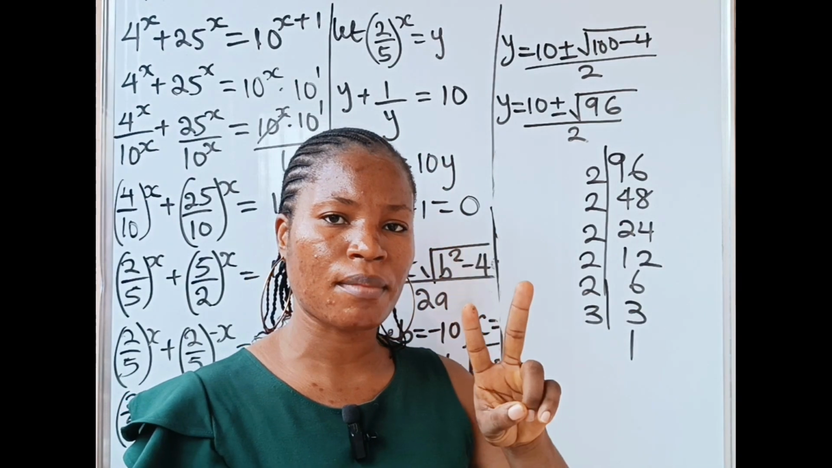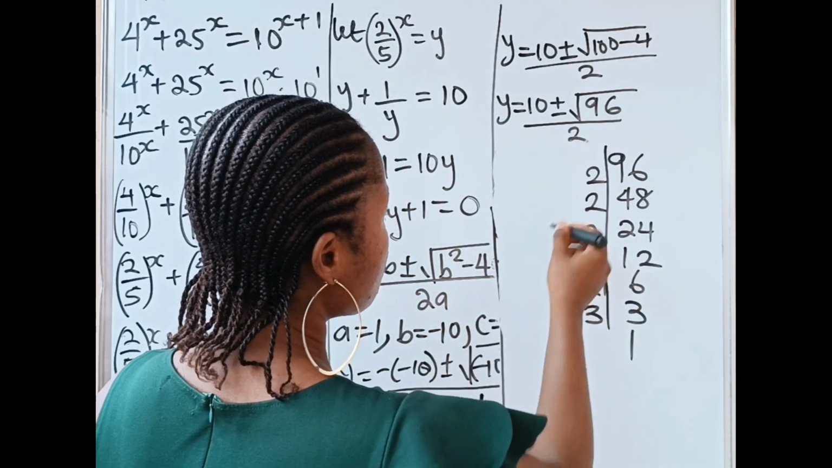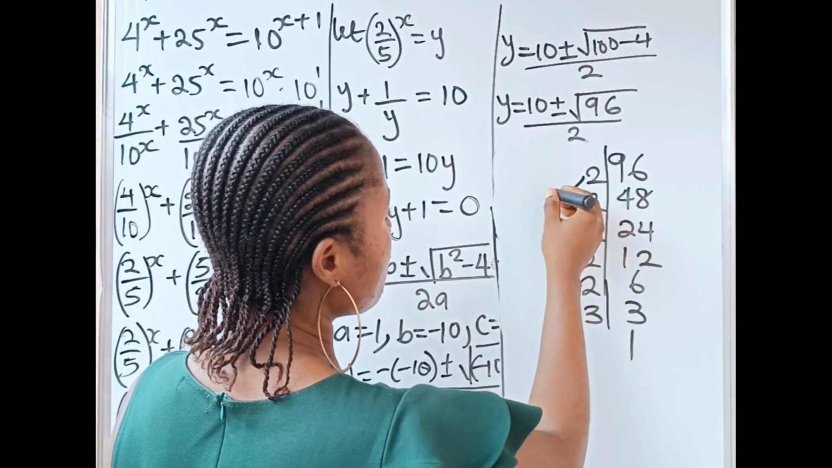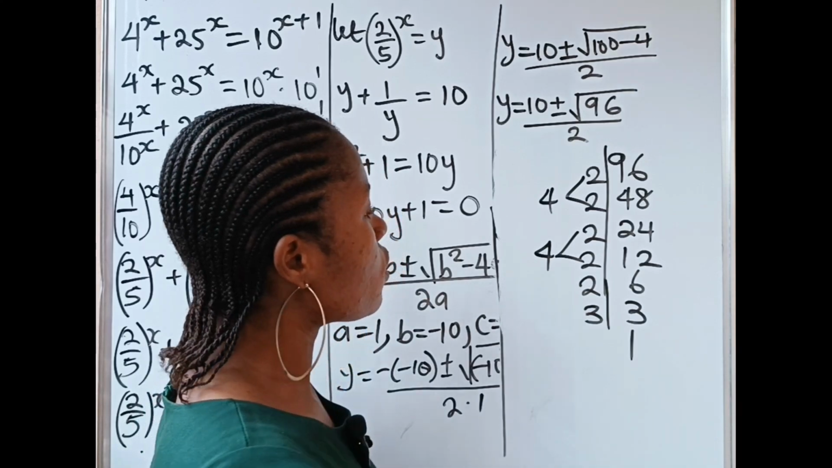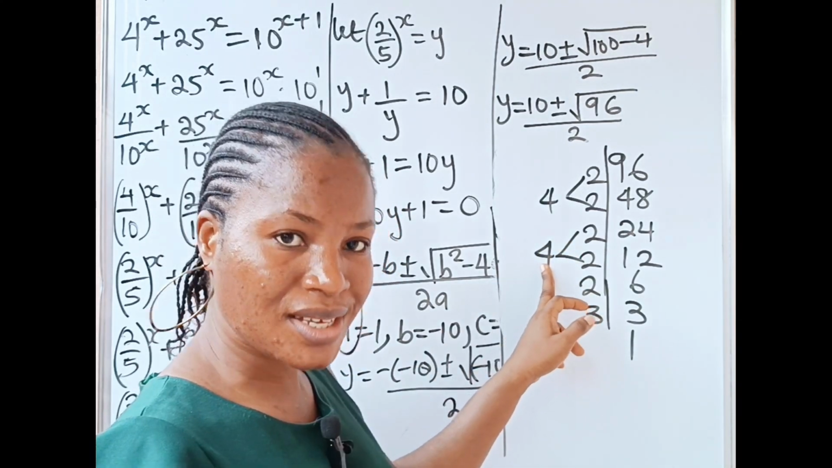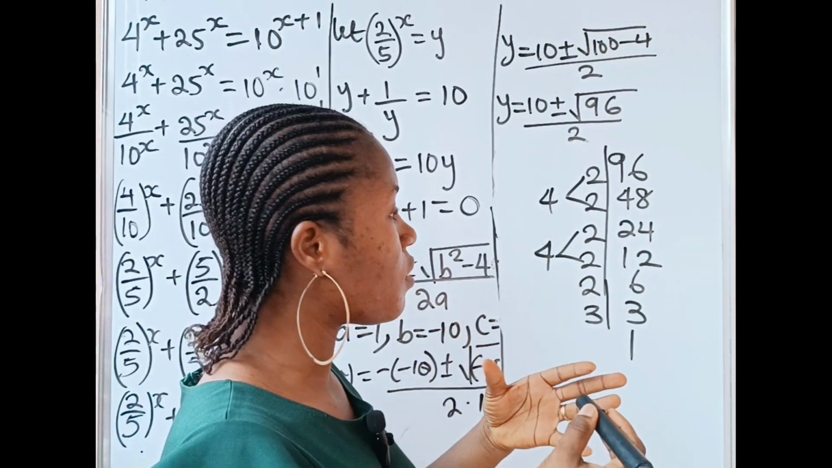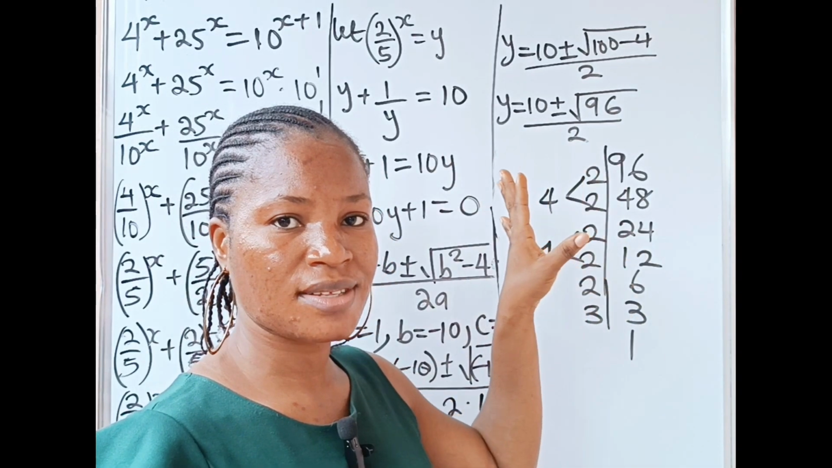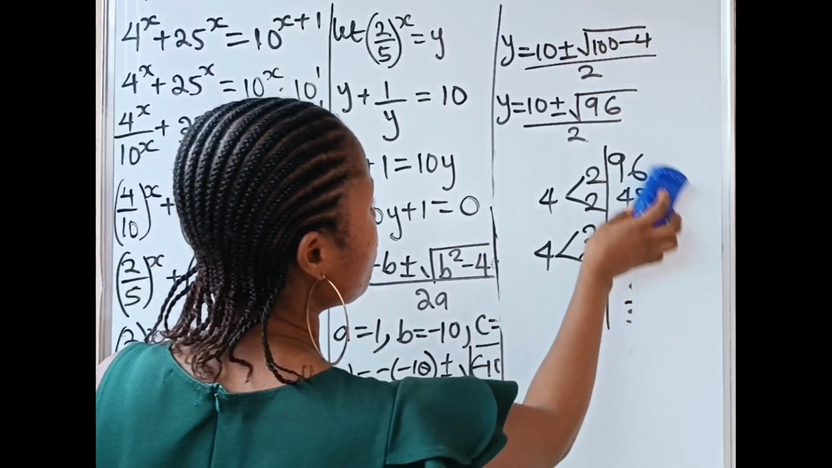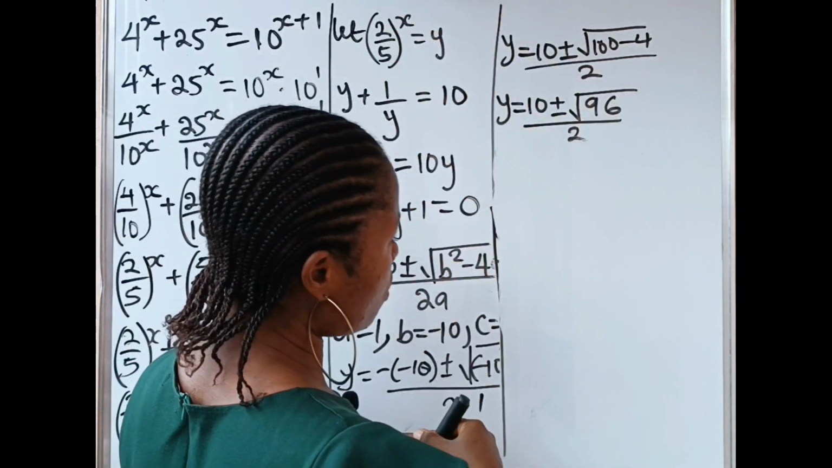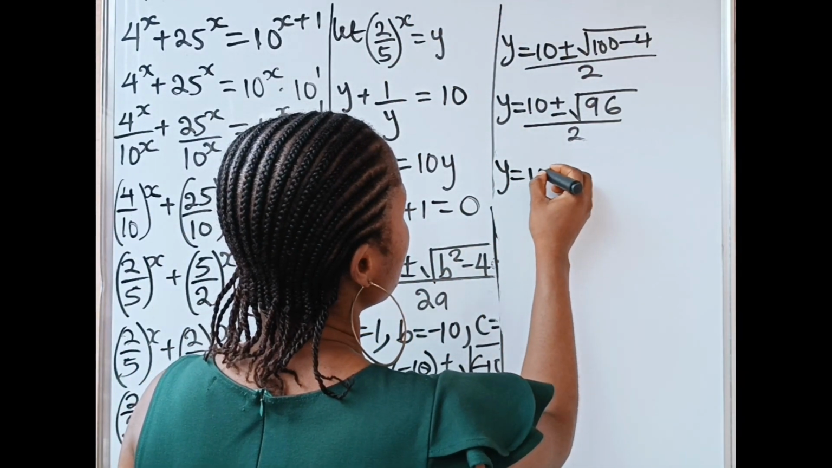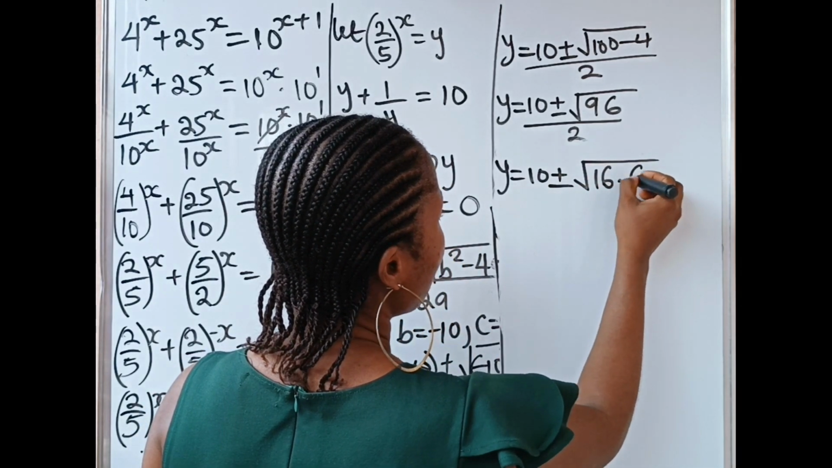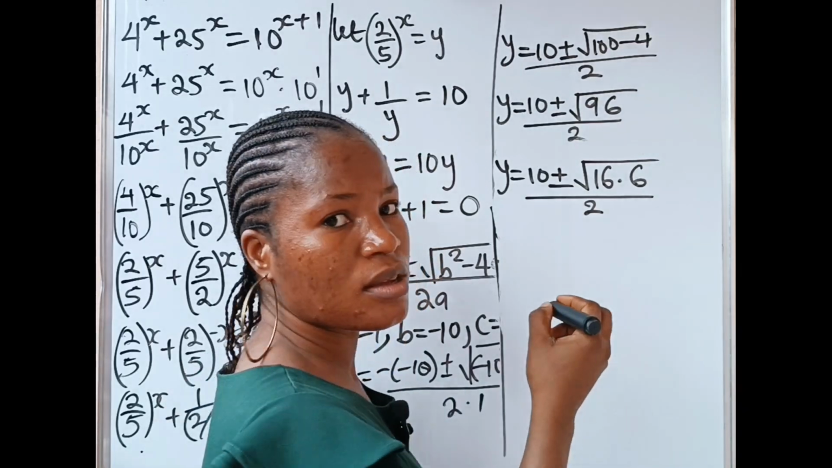Now you're going to pair them to bring out your perfect squares, right? So we pair, the pairs have finished. Now 2 times 2 is 4, 2 times 2 is 4. So this simply means that 4 times 4, which is 16, is the perfect square we are looking for. So 16 times this remaining 6 will be the simplified version of it. I hope you have learned something. So we have 16 times 6, all right? So our y is equal to 10 plus or minus square root of 16 multiplied by 6 divided by 2.